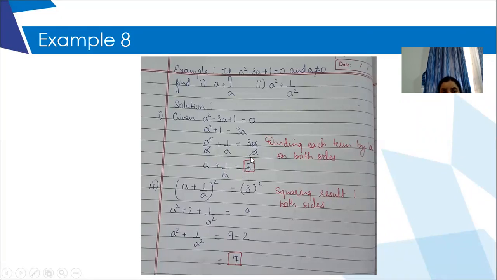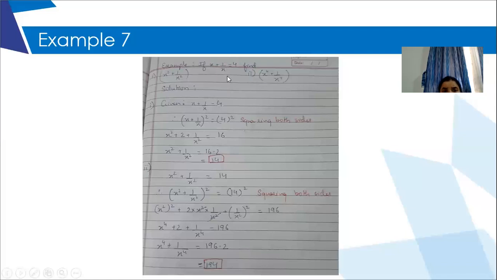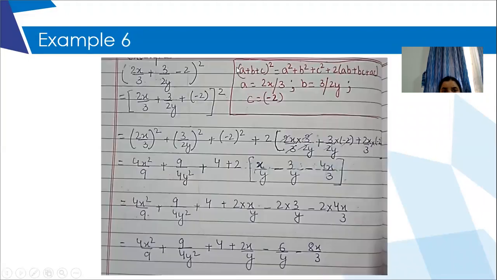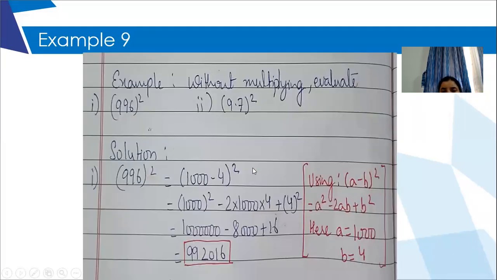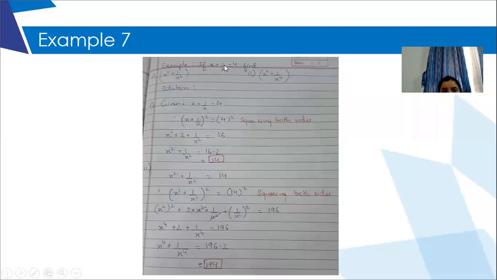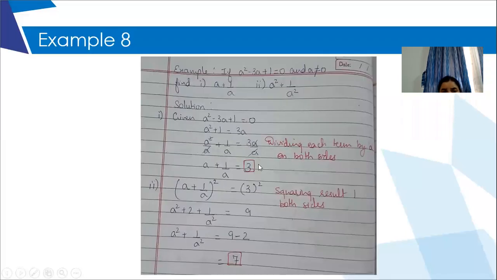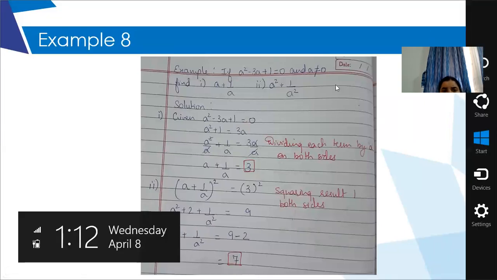Now it is similar to the previous one. There, directly they had given you the value of x plus 1 upon x is equal to 4. Here they gave me this and I got this. Now you see, a plus 1 upon a has got some number value. In the previous one it was given to me; here I calculated. So the first part is already done.